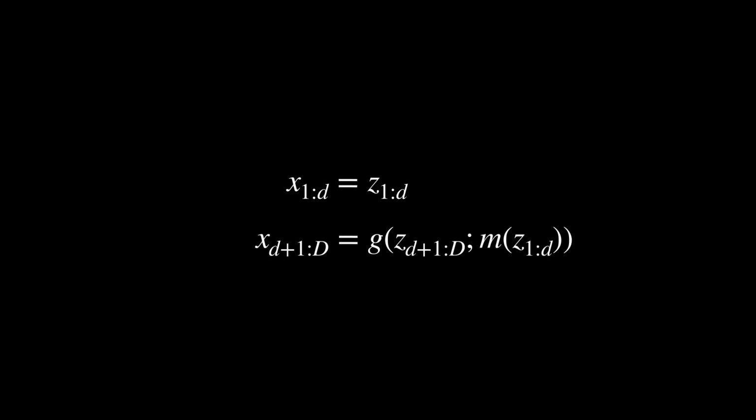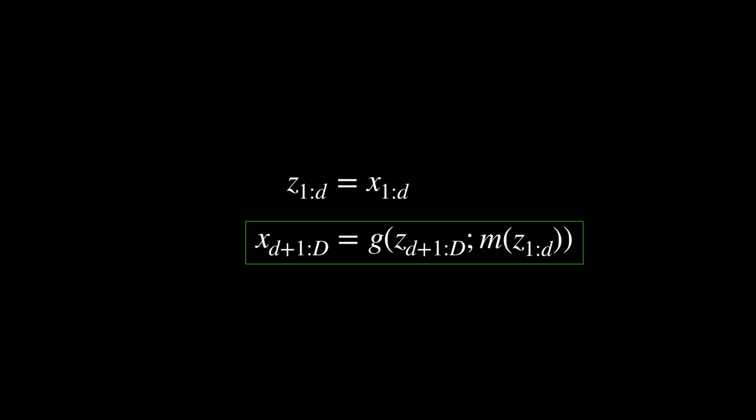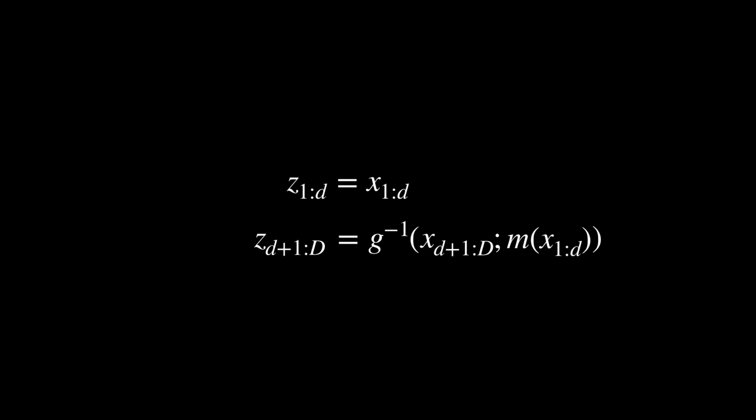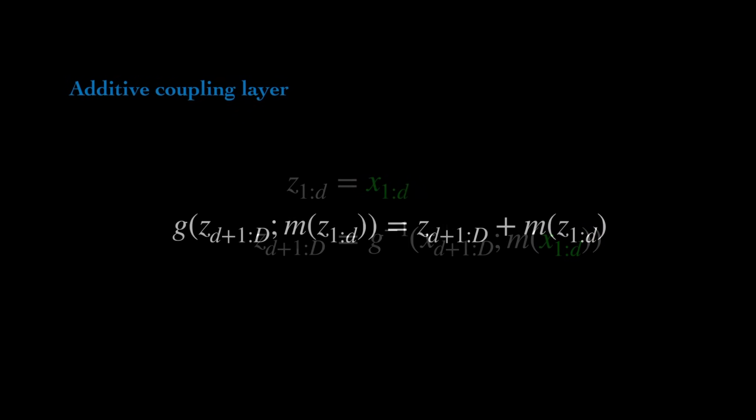As for inverting this transformation, well, we can of course invert the identity portion. But what about the second part, this g function? Well, basically g is just required to be invertible with respect to its first argument given the second, since we can trivially recover its second argument. In the paper NICE, g is kept simple and just returns the sum of its two arguments to form an additive coupling layer. Recent papers have a bit more sophisticated transformations, but the basic idea is the same.